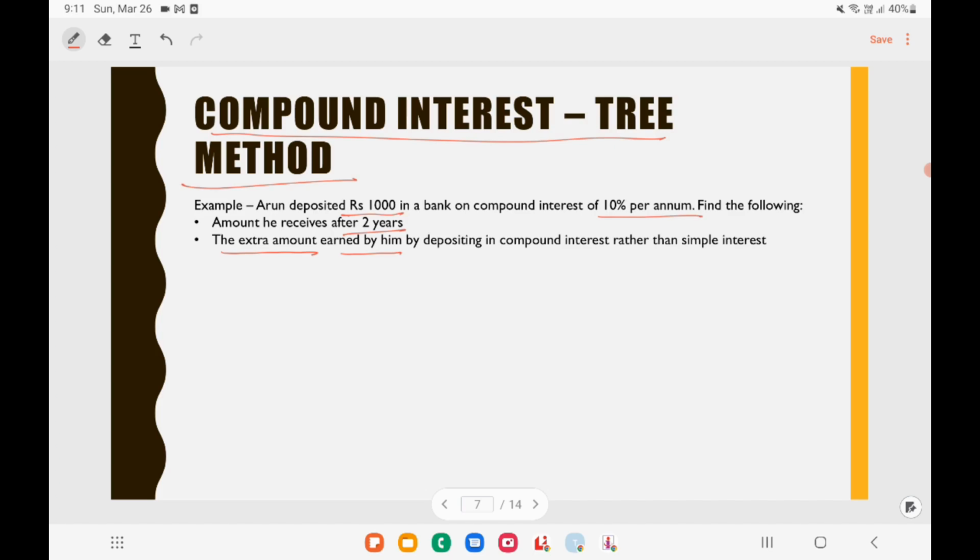So if you get a question like this, if you use this tree method or the next method I am going to teach you, then you can directly find the answer to this question as well. So I will tell you how you need to do this.